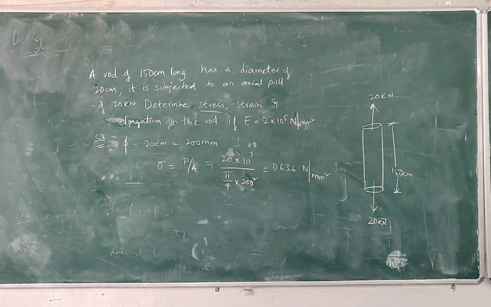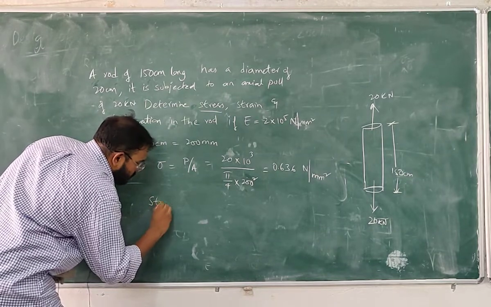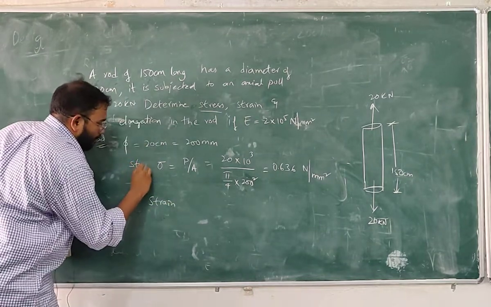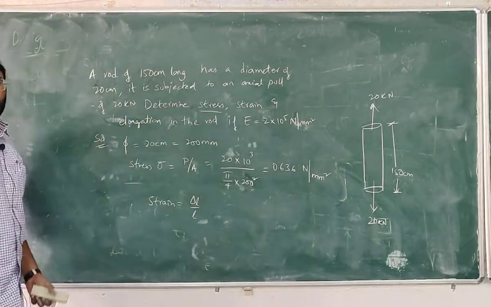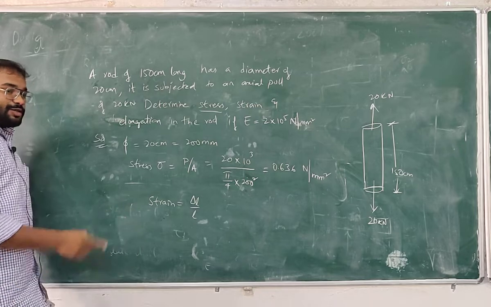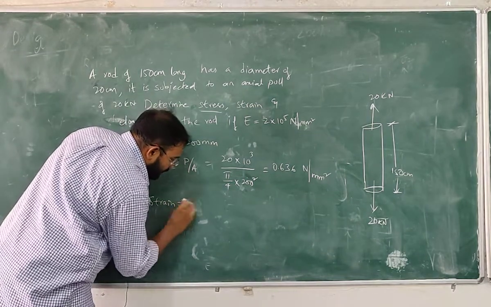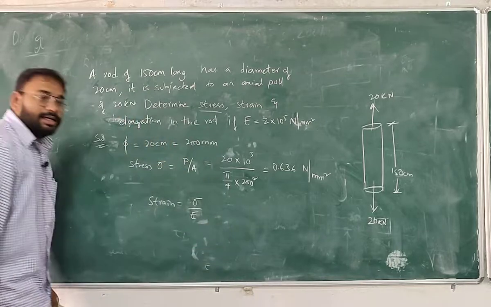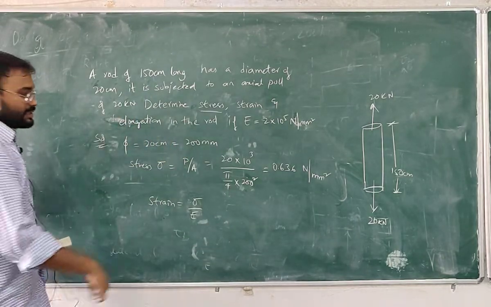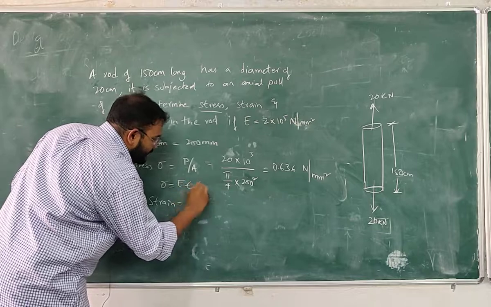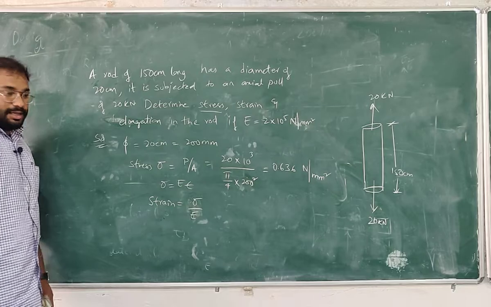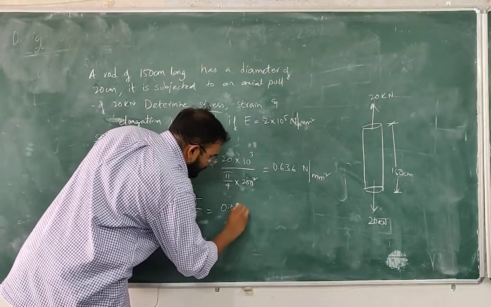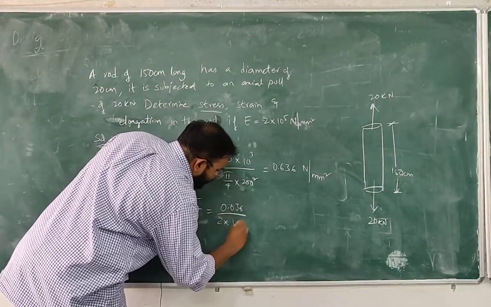Now what more is asked? Also calculate strain. So what is the formula for strain? It is delta L by L. You don't know what is elongation also. So you can calculate strain also by one more formula, if you remember: sigma by E. Stress is directly proportional to strain. Stress is equal to E times epsilon. So epsilon will be sigma by E. So this is equal to 0.636 divided by 2 10 to the power of 5.